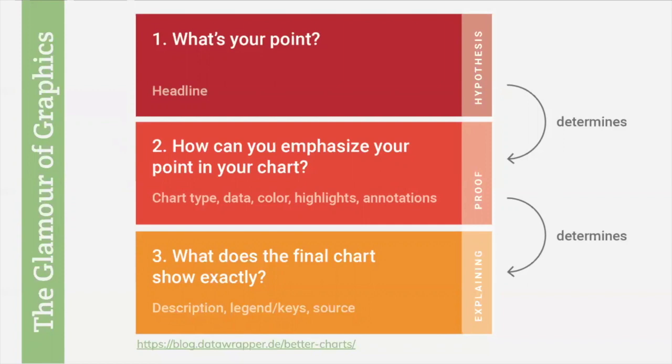The proof is in the details in the chart, right? The headline has to match up with what your chart says. They have to agree. But you get to decide how to highlight your point, how to emphasize that with your visualization. And then last is a little bit of explaining. What does the final chart show? Do you need a description or legends or keys or direct annotations and some information about source to fully explain what your visualization is trying to do?